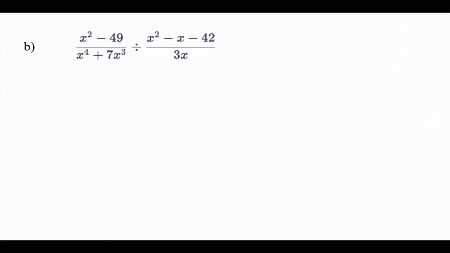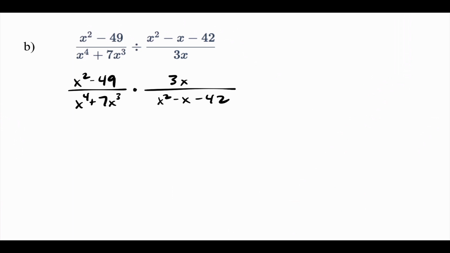Let's do B. Okay, B. Division, right? It's division. So before we do anything, we have to keep, change, flip. So that's the first step. Rewrite it. So the first one stays. Sign changes to multiplication, and second fraction flips. All right, so here we go. I'm going to color code.